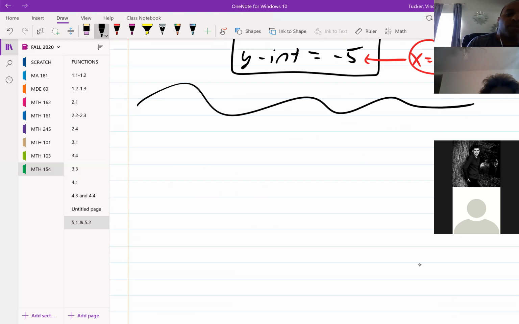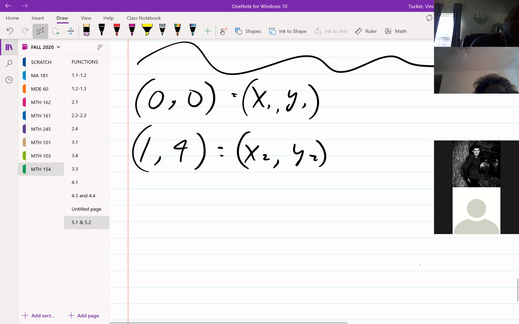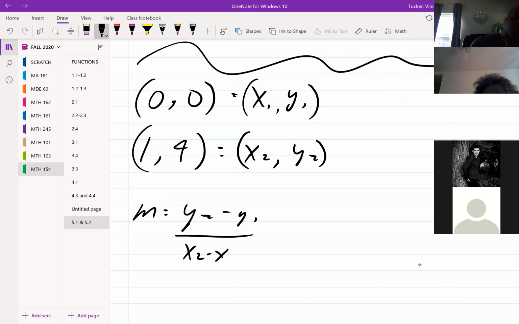So we went on the graph and we saw that we had (0, 0), and we can call that x1, y1. And we had (1, 4), x2, y2. All right. So if I want to find the slope, remember what we can do is y2 minus y1 over x2 minus x1.